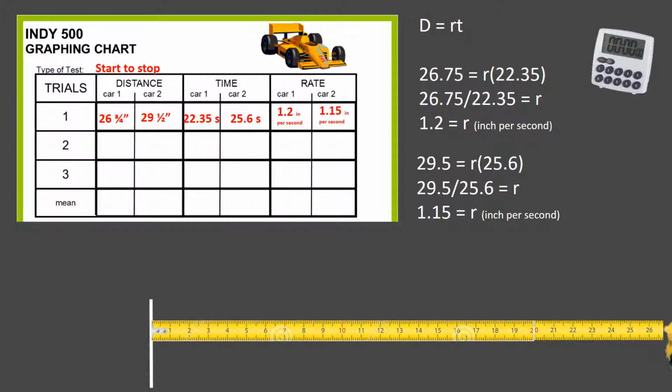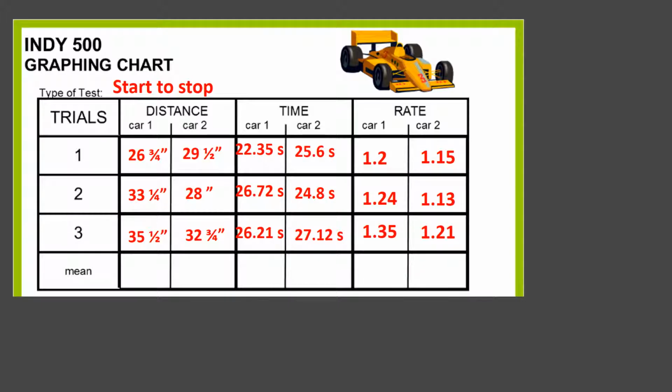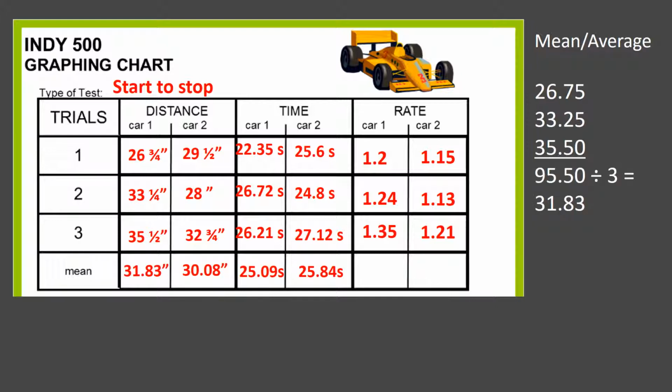From there, we are going to do 3 trials to get an average amount. So we're going to do the trials, put down all the information that we've measured, and then total up each column and divide by 3 to get our mean or our average. We do the mathematics on all of those, and we come up with our average distance and average time, and then we can figure out how many inches we went per second.